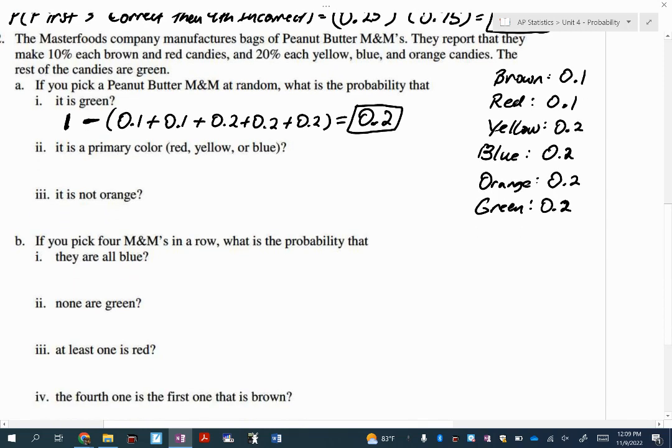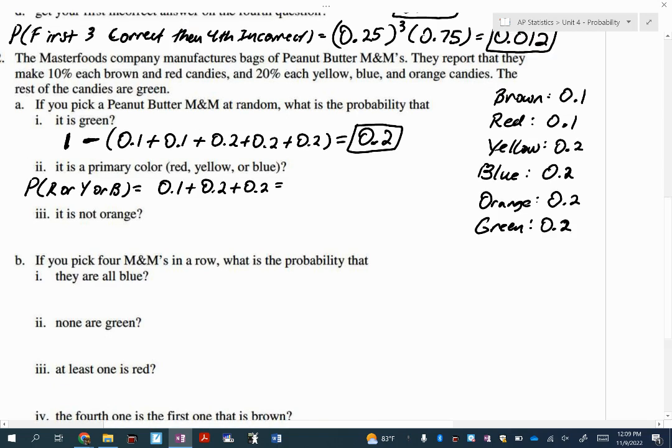Okay, let's do, it's a primary color, red, yellow, or blue. So the probability of red or yellow or blue. So red is 0.1 plus yellow, which is 0.2, and blue is 0.2. What you'll notice here is the words that I use were or, so we're going to be using addition to get 0.5. That's one of the key takeaways from chapter 14: when you see the word or, we're talking about addition, and when you see the word and, we're talking about multiplication. All right, not orange. This is an example of a complement.